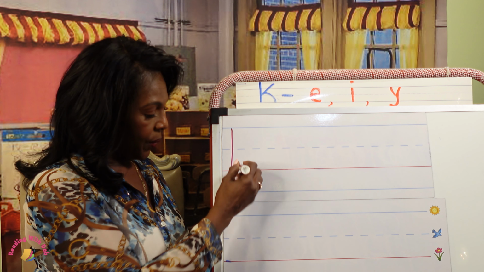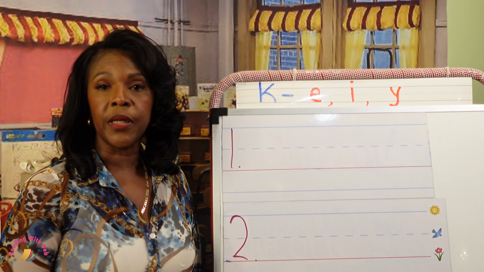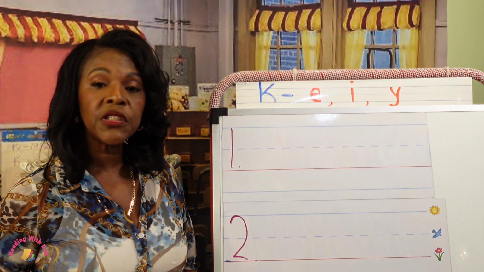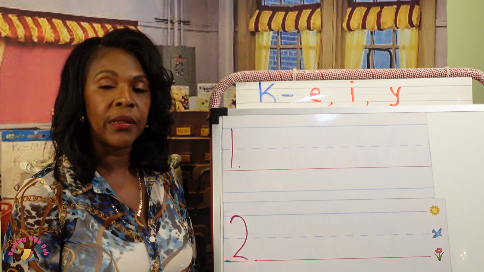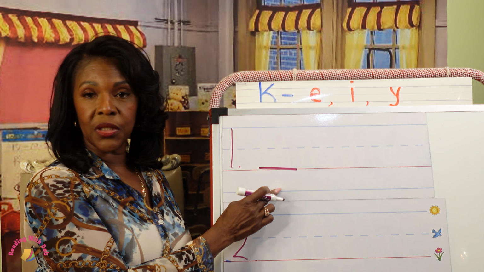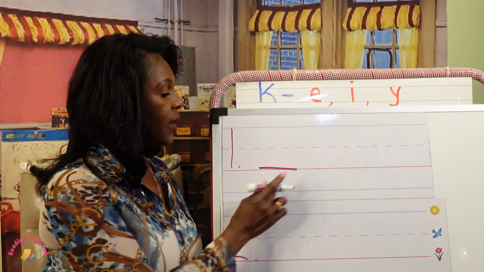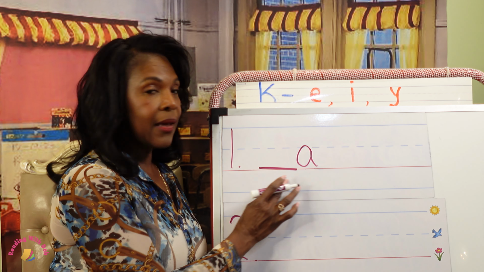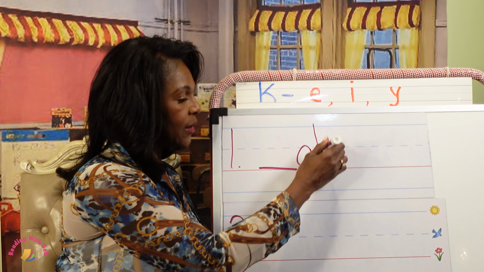Number 1, we are going to practice by spelling some words. The first word is cab. Cab. I hear k. I'm going to let you fill that in first. K, a, cab. And that's the B.